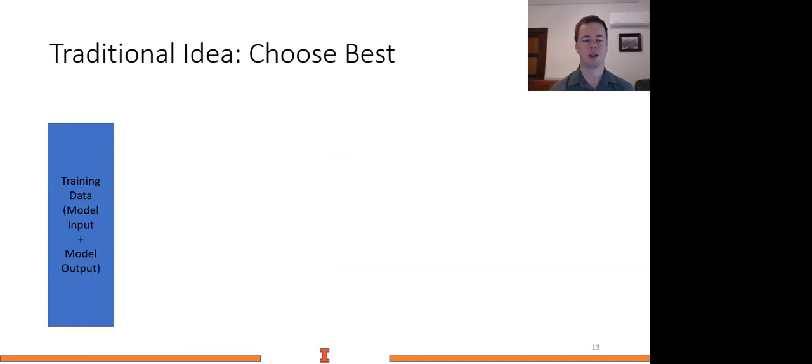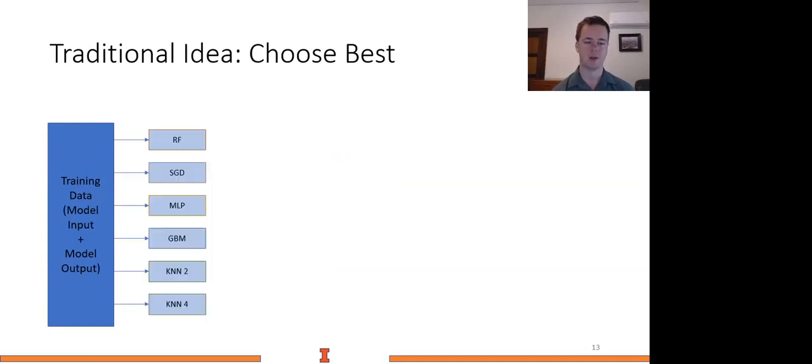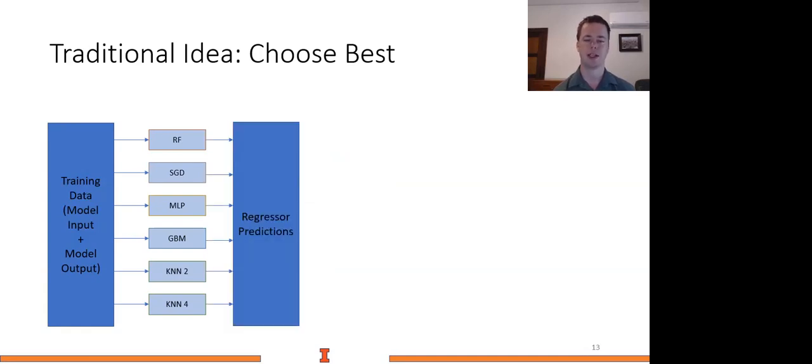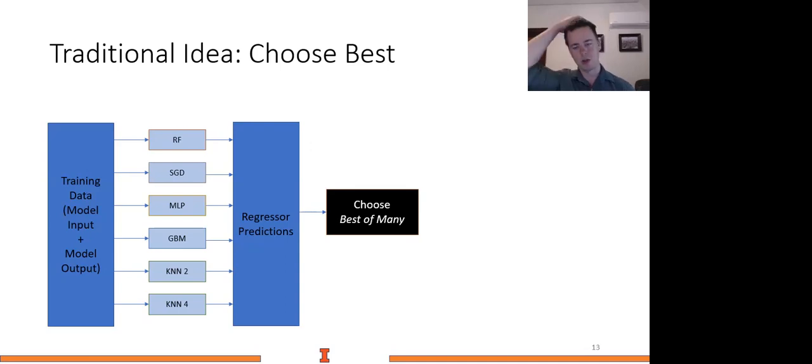How should one do this? There are a bunch of different machine learning techniques. For example, there are random forests, stochastic gradient descent, multilayer perceptrons, gradient boosting machines, and so on. There are just a plethora of different regressor types out there, and it can be overwhelming to know which one of these you should choose. So traditionally, what's been done in the literature is you try several different kinds of regressors, you use the test data to evaluate the accuracy of each regressor, and you choose the best performing one to use as your metamodel. We term this the best of many approach.